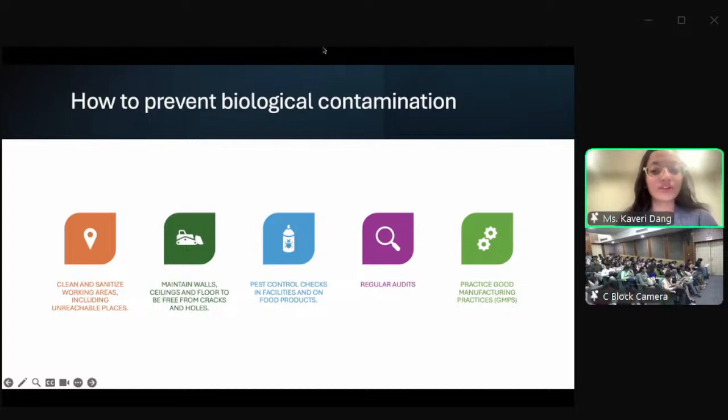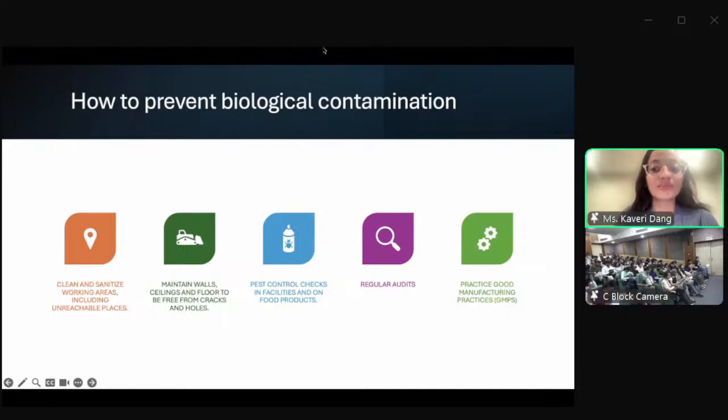And next is regular audits. The audits are a really important part to making sure that our food manufacturing environment or our food production environment is safe to produce food. So those audits are a really important part in making sure that we are not having any sort of contamination.